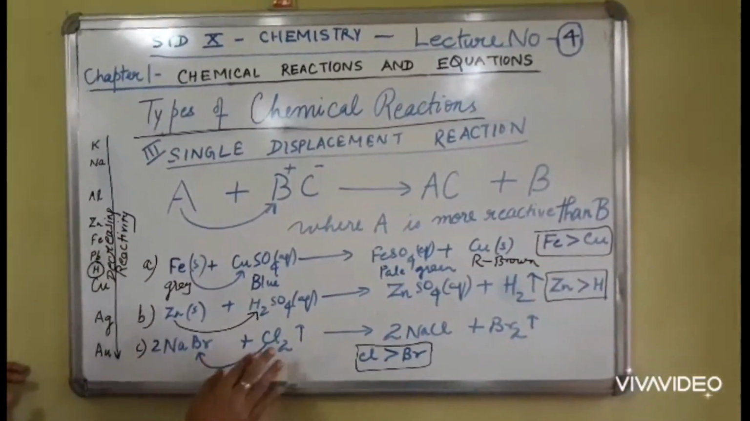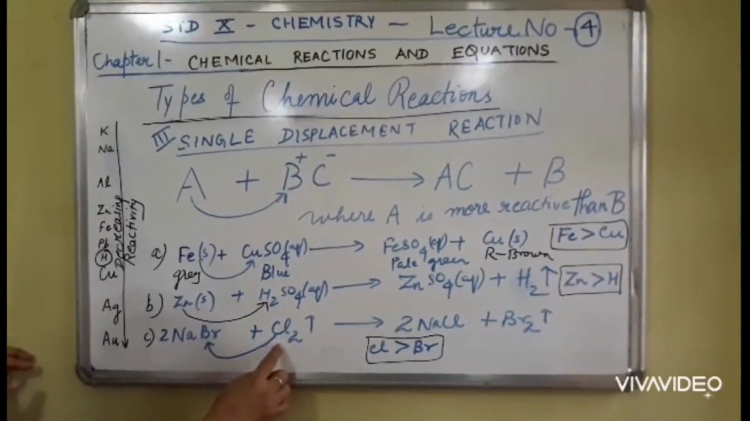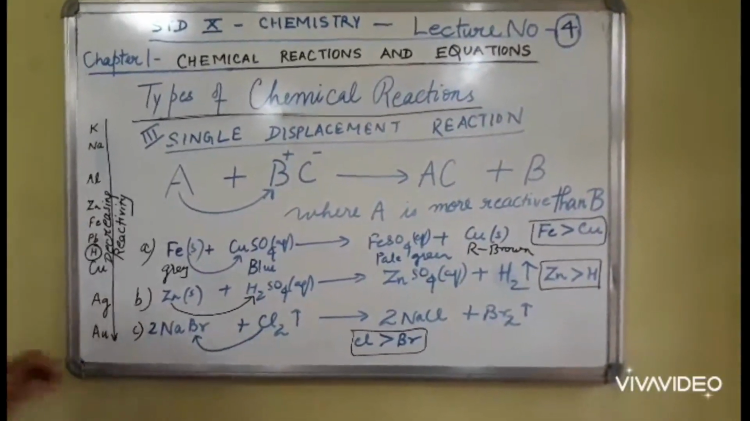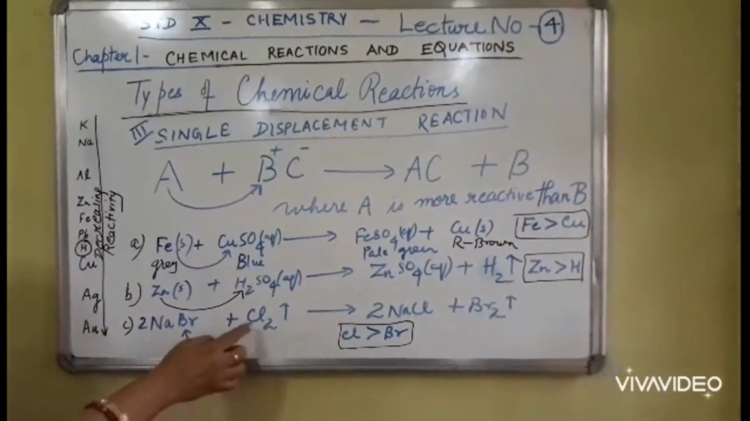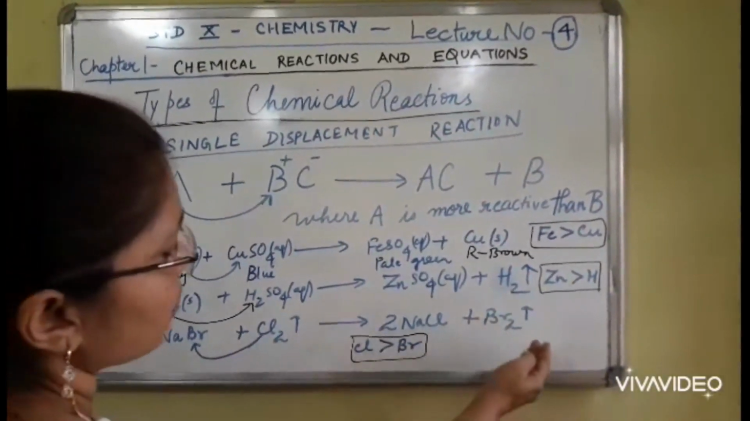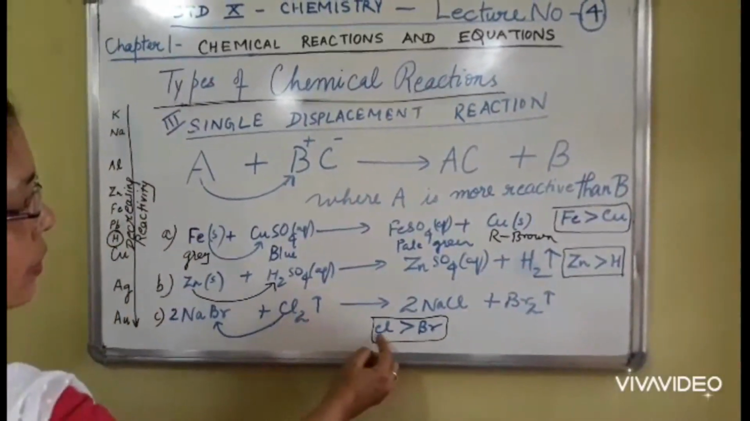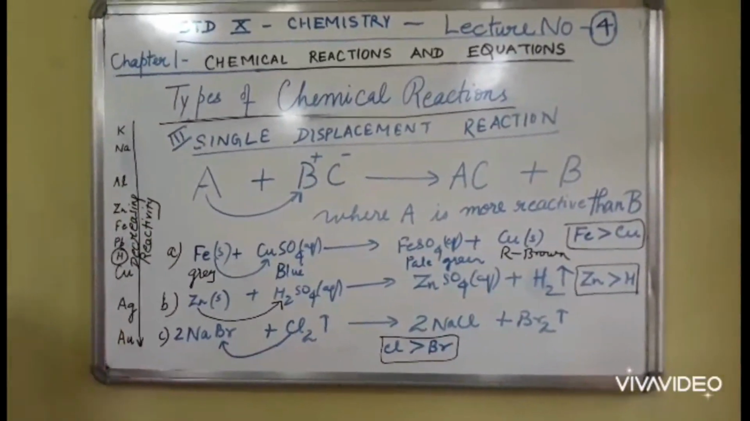And the next one, this is not in your book, NaBr, sodium bromide, and when you pass chlorine gas into it, chlorine gas is your greenish yellow gas. When you pass it, chlorine replaces bromine, forming NaCl, and bromine comes out as bromine vapors, brown vapors. Can you see here? Chlorine is more reactive than bromine. These are some of the displacement reactions.